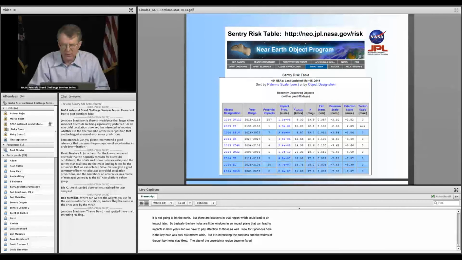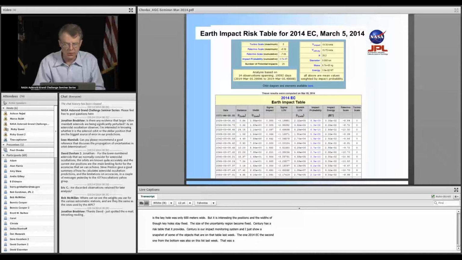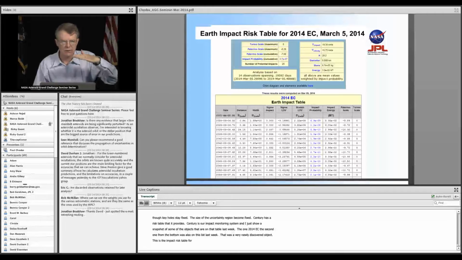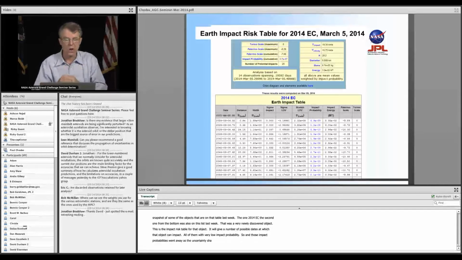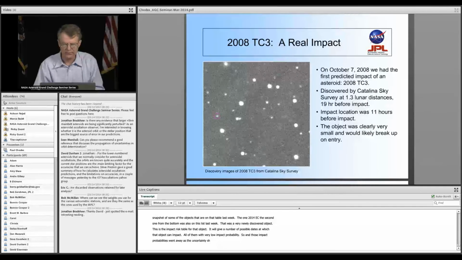Sentry has a risk table that it provides. Sentry is our impact monitoring system, and I just show a snapshot of some of the objects that were on this table last week. The 2014 EC, the second one from the bottom, was also on this list last week. That was a very newly discovered object. This is the impact risk table for that object. It will give a number of possible dates at which that object could impact, all of them with very low impact probability. Those impact probabilities went away as the uncertainty shrank. So this is no longer on the Sentry impact risk table.